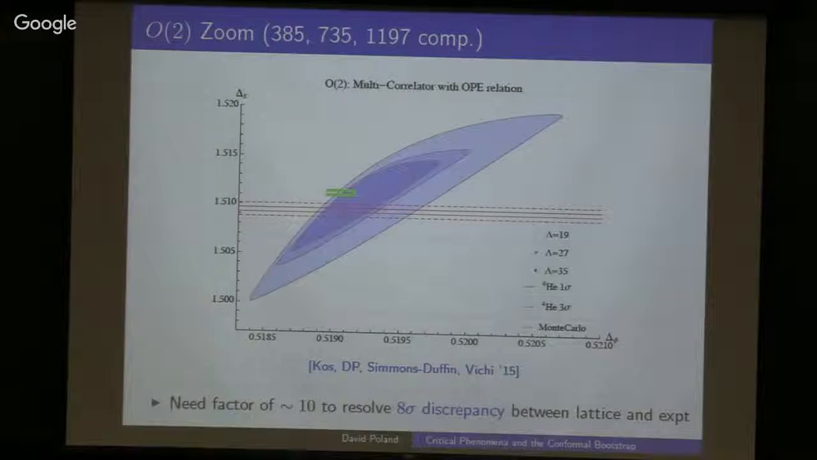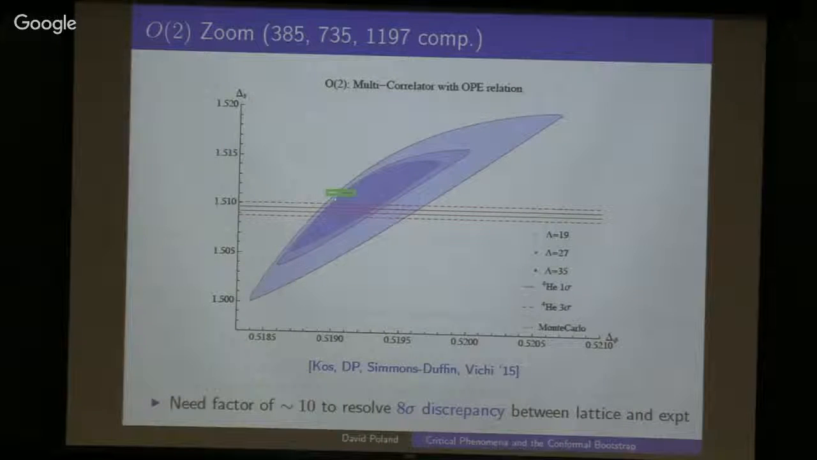So here's a zoom in of the O2 island. These are a sequence of Bootstrap islands from increasing the functional search space. This yellow rectangle shows the best Monte Carlo simulations. You can see that those are very, very precise, and our Bootstrap island isn't yet competitive. We can also compare to helium-4 measurements, which are shown in this band. In fact, they just measure one critical exponent, which translates into the dimension of the singlet. And these are showing the 1 sigma and 3 sigma confidence intervals in the experiment.